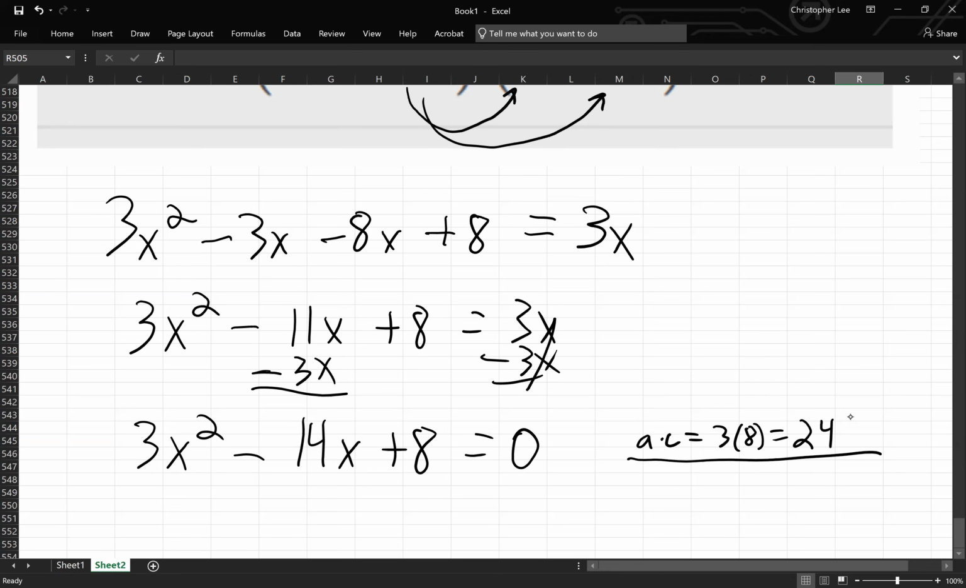And then my B term is -14. Now I need two numbers that when I multiply them together will give me a positive 24, but when I add them together will give me a -14. What are they?